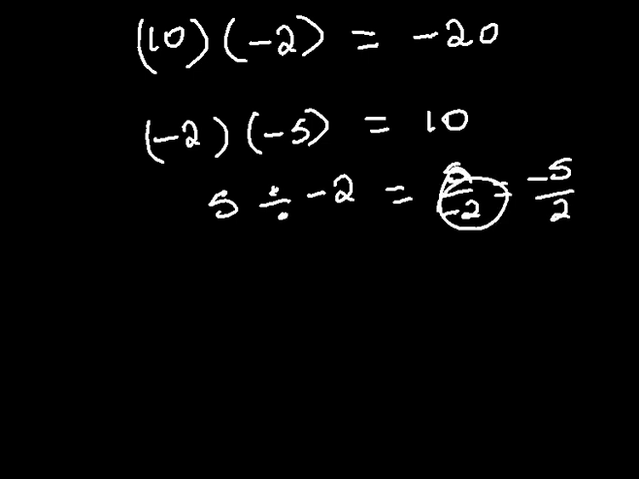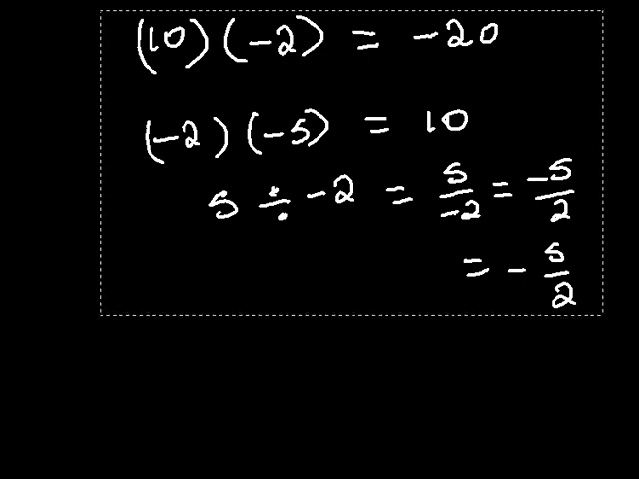Now at this point, it doesn't matter whether the negative is here or here, or it can also be presented as negative 5 over 2. It is the same as that. So no matter how we present it, the principle remains the same.